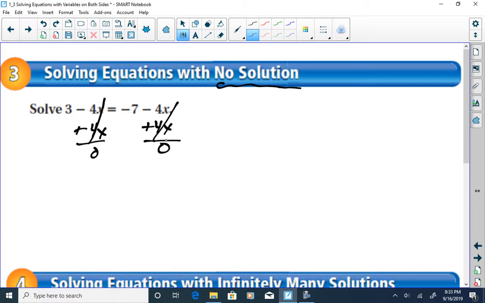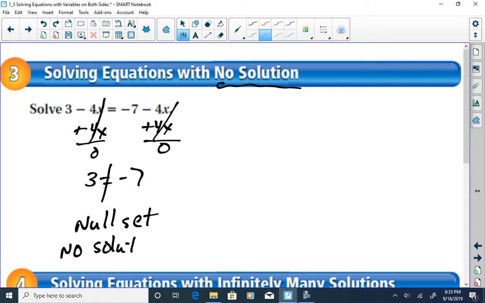Well, what's left? On the left side of the equation, we have a 3. On the right side of the equation, we have negative 7. 3 can never be equal to negative 7, right? They're not equal. So this would be an example of a null set of solutions, right? Null set, or we would write no solutions.